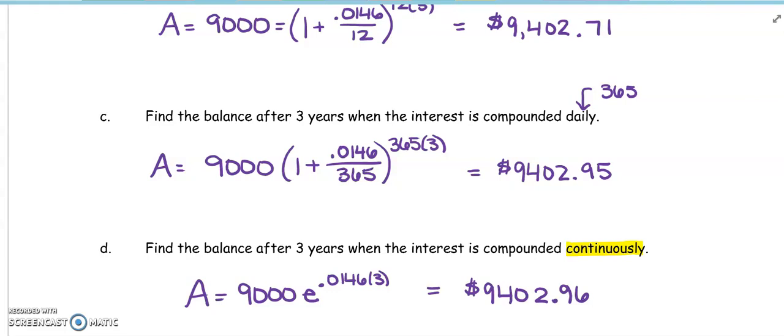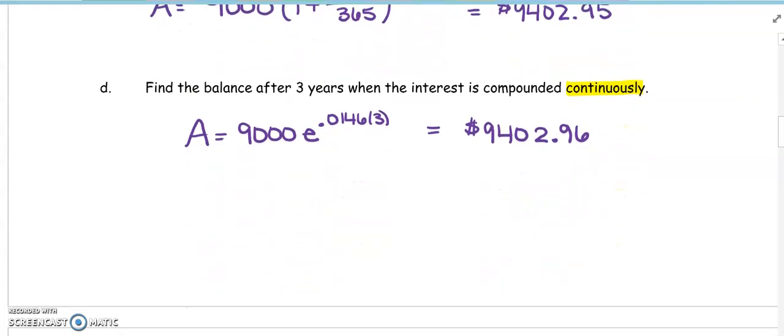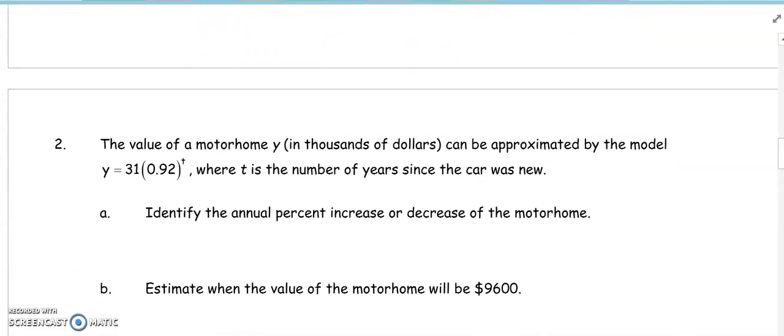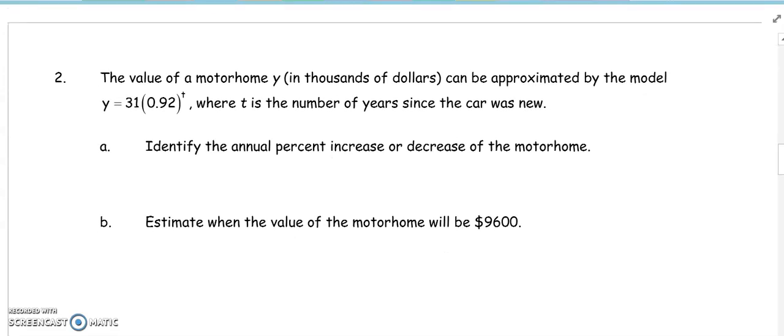Okay, so that's us being able to deal with compounding interest. If we flip it over, we're going to review some more with our growth and our decay functions. So if we take a look at number 2, it says the value of a motorhome, Y, in thousands of dollars, can be approximated by the model Y is equal to 31 times 0.92 to the T power, where T is the number of years since the motorhome was new.